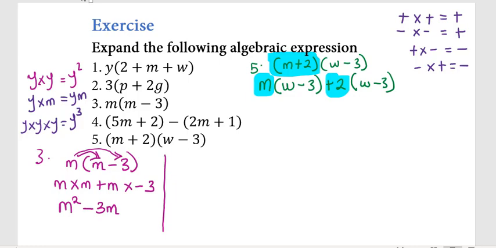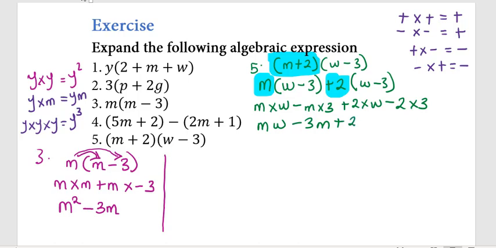Okay, let's continue. For the first one, we have m multiplied by w, and then minus m multiplied by 3. So here we now have plus 2 multiplied by w and minus 2 multiplied by 3. m multiplied by w gives us mw, and then minus m multiplied by 3 is m3, or you can just say 3m. From here, 2 multiplied by w is what? 2w, and here 2 multiplied by 3 is what? 6, and you are done. So just make sure you do the right thing and you don't misplace values.